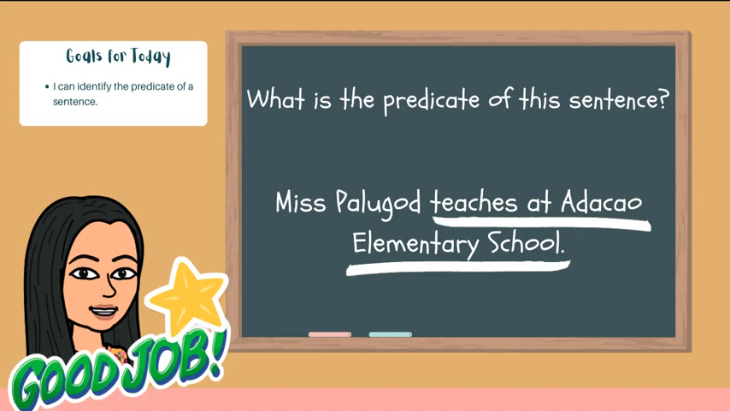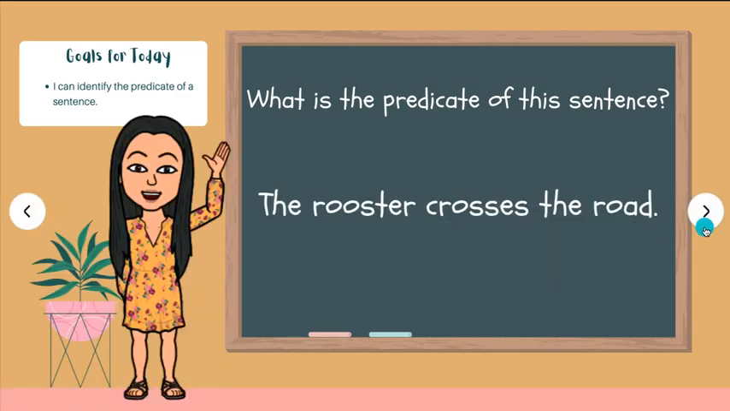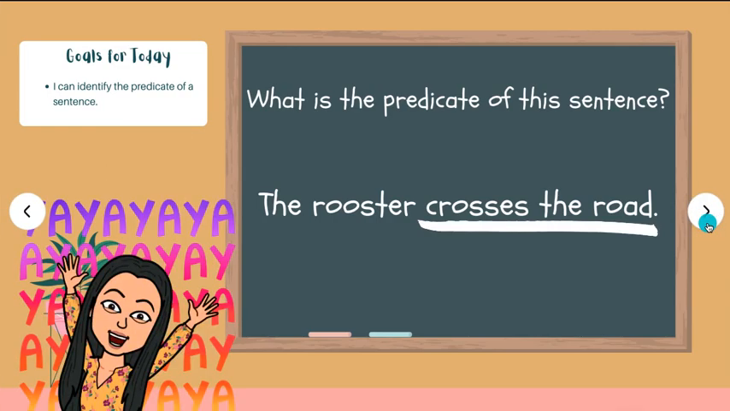Let's try another example. What is the predicate of this sentence? The rooster crosses the road. Give yourself a moment. If you answered crosses the road, you are correct because that is what the subject, the rooster, did.